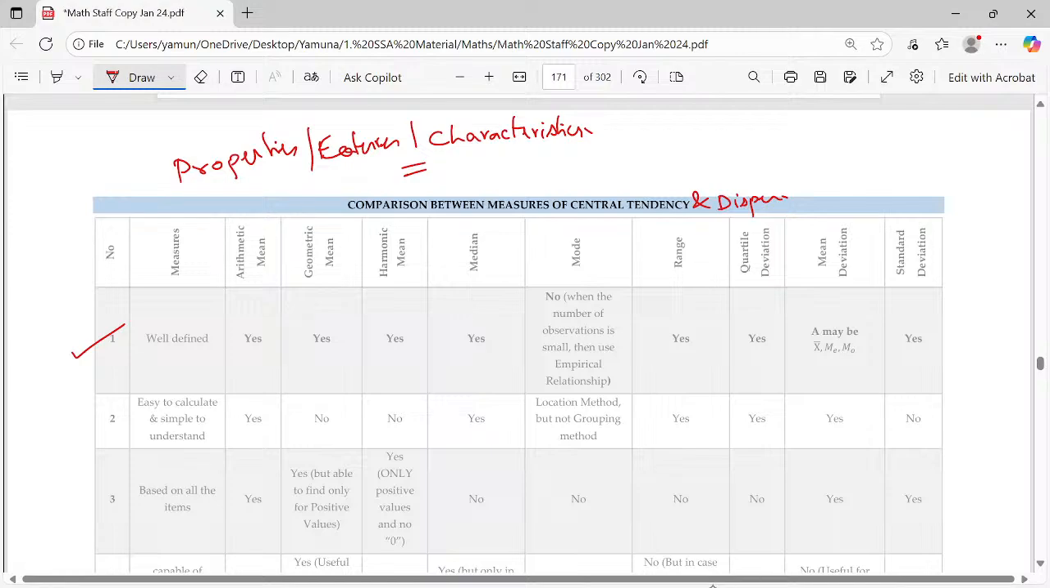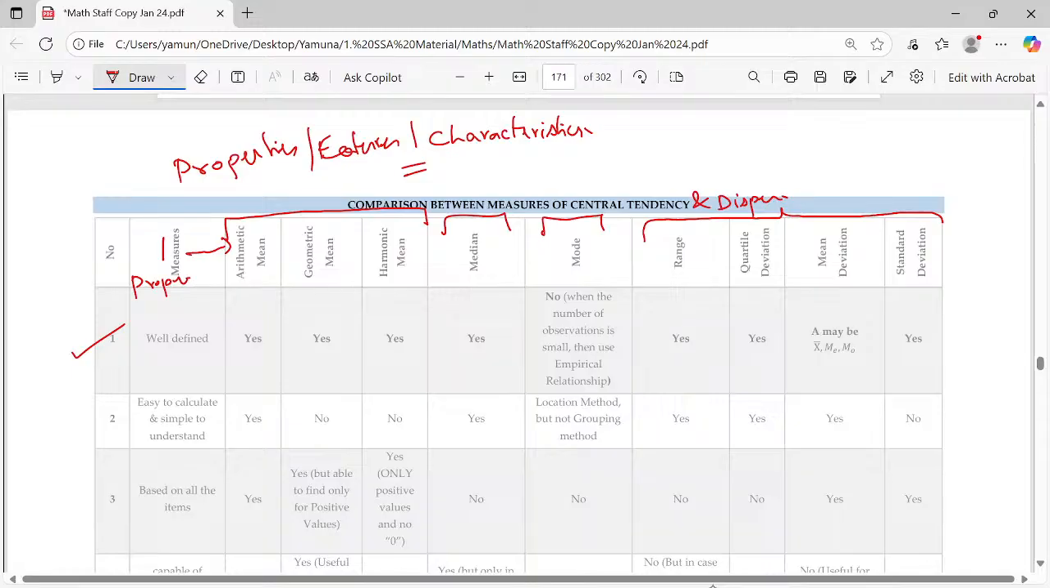Under mean, we'll be discussing arithmetic mean, geometric mean, and harmonic mean. Median we have, mode we have. So these are covered under averages. And dispersion, we have four measures of dispersion. These are the measures, and these are the properties.